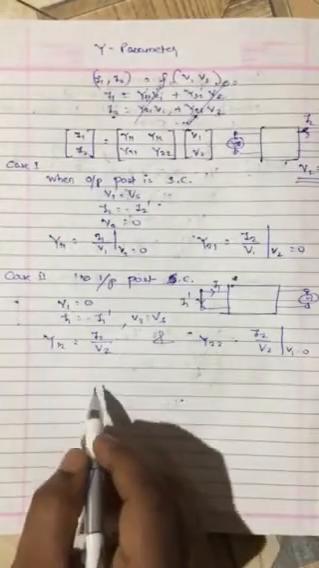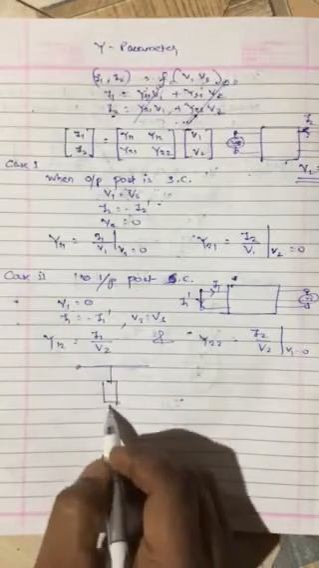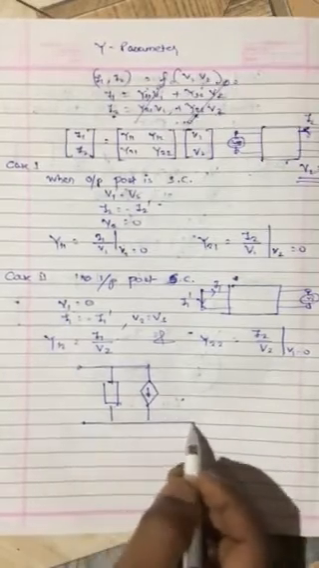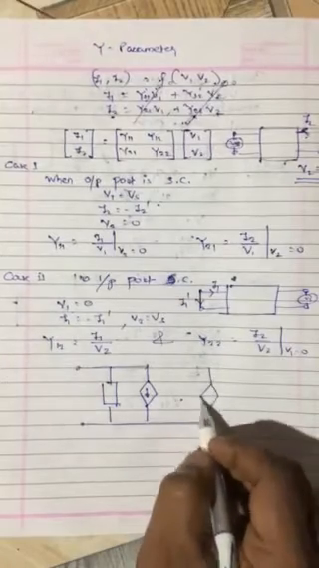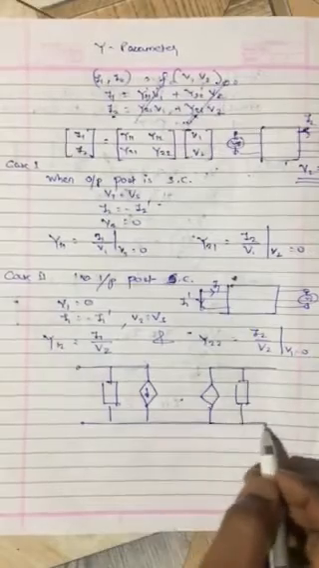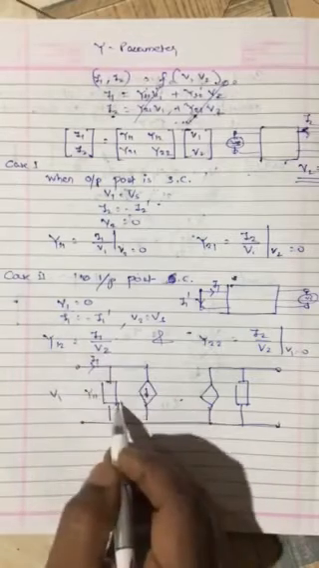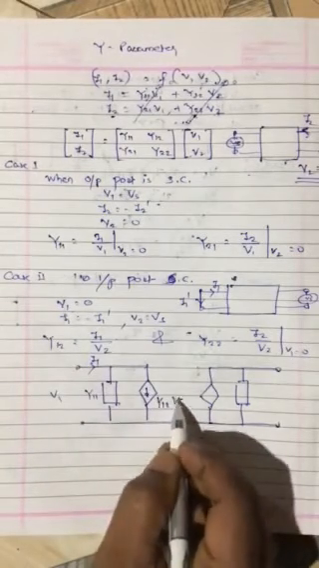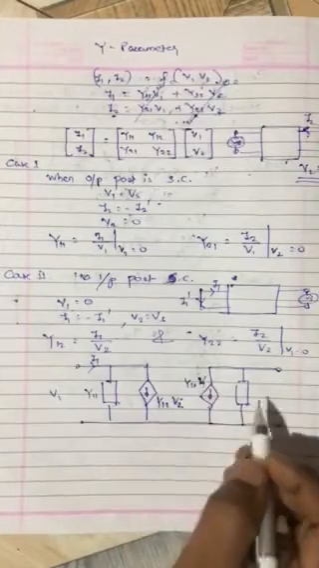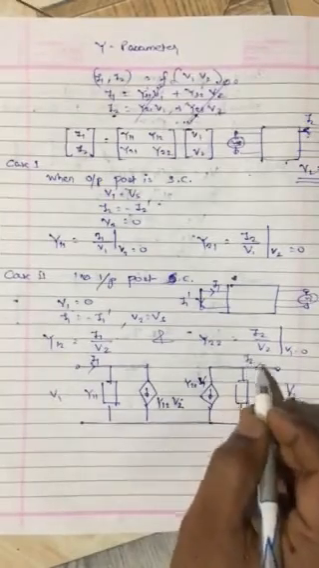Now equivalent circuit I can draw like this. See, you can also draw equivalent circuit as you know basic network rules. Now see this V1 Y11, this is current I1, this is Y12 V2, and this is Y21 V1, this is Y22, this is V2, this is I2.